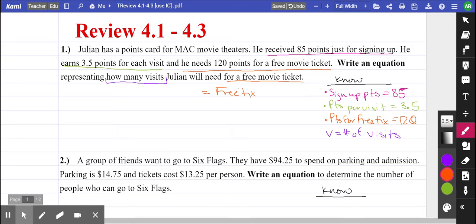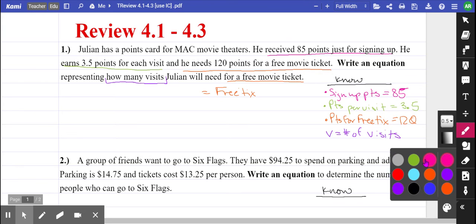And I'll write that on one side of the equation. It really doesn't matter which side, but whenever you write a total, it's by itself on a side of an equal sign. So like this free tickets, that's what we're working towards. So that's why it's going to be by itself on one side. Now we've already used the free tickets. So now we have to figure out how to use the sign up points and points per visit.